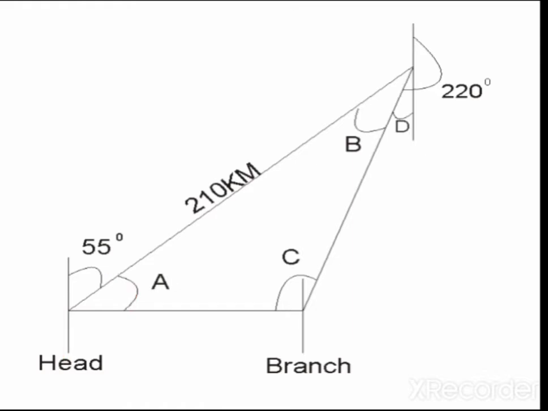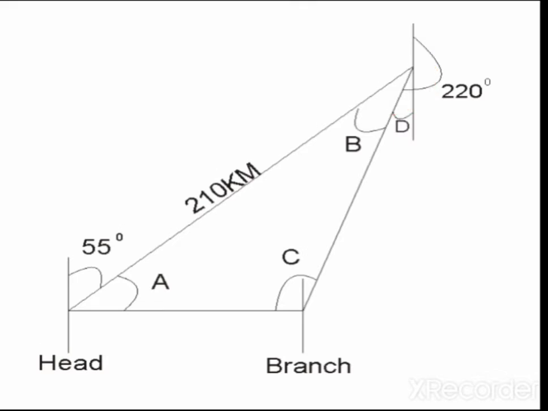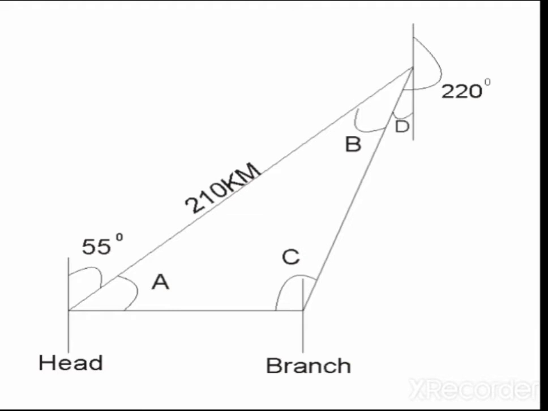How do we obtain angle D? Angle D is very simple to obtain. From here to here is 220 degrees. This angle is 220 degrees. But we know that the north-south pole is a straight line, and any angle on a straight line is 180 degrees. So now that this entire angle is 220, we subtract the angle on a straight line. So we have 220 minus 180.